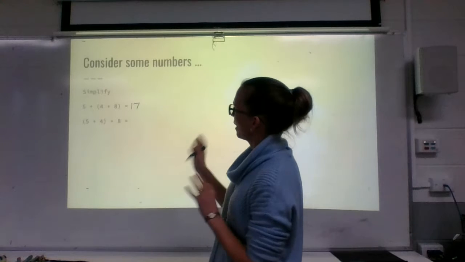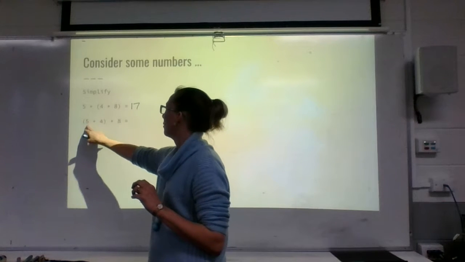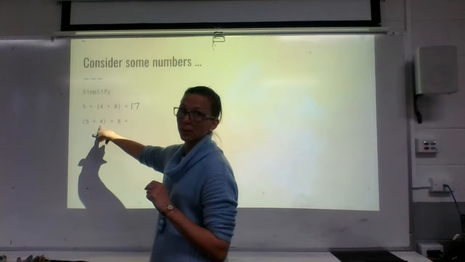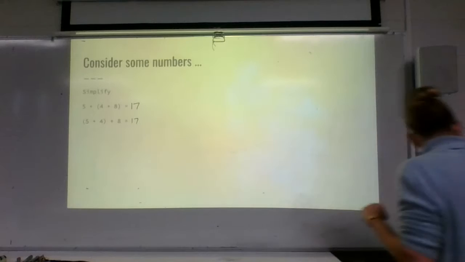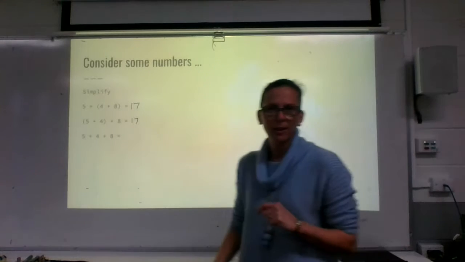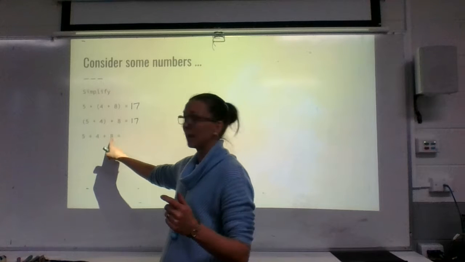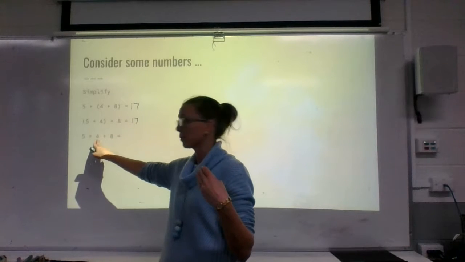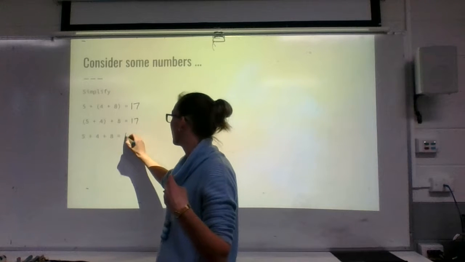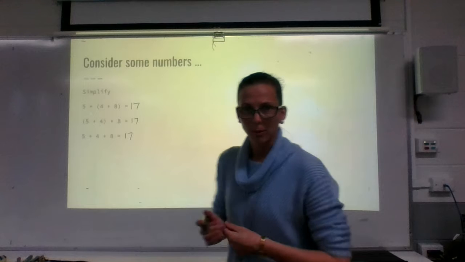Now, you'll notice we've got the same numbers, but they look a little different. So now I've got my brackets here. 5 plus 4 is 9. 9 plus 8 is 17. I've got a third set. I've just got 5 plus 4 plus 8, but with no brackets at all. So we just add left to right. 5 plus 4 is 9, plus 8 is 17. Just have a look at that and have a little think.